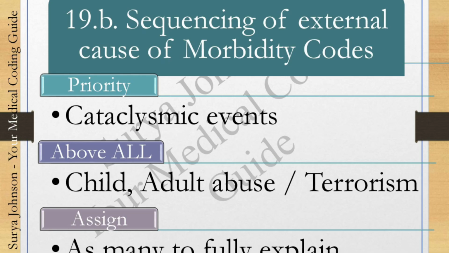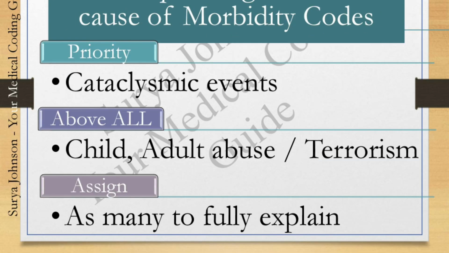In this 19B, sequencing of external cause of morbidity codes. So always the priority will be the cataclysmic events, and above all you'll be coding the child or adult abuse or terrorism. So all the external codes are there, and if there is a child or adult abuse or there is terrorism, these things precede all the external cause codes. And then you can assign as many external codes as needed to fully explain the scenario or how the injury or the trauma or whatever has happened.